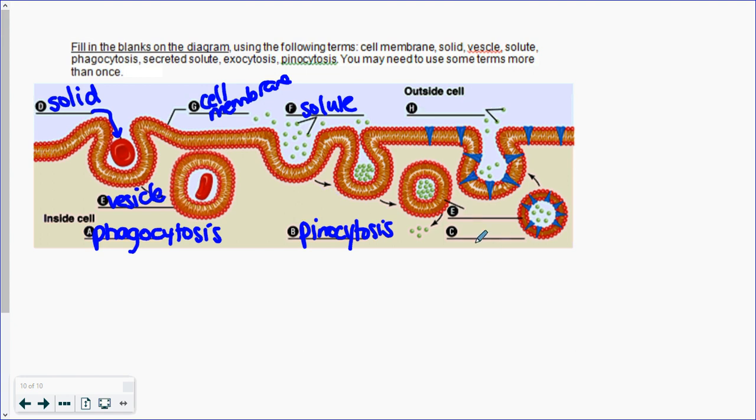For C here, this is actually exocytosis because it's working in the opposite direction. This little arrow gives us that indication that it's going from inside the cell to outside the cell. It's taking a vesicle and splurting things out. So that's our secreted solute. Oh, sorry, all the terms are up here. So again, exocytosis is exiting the cell or being released into the environment outside the cell. It's heading that direction, whereas these two are bringing things into the cell.